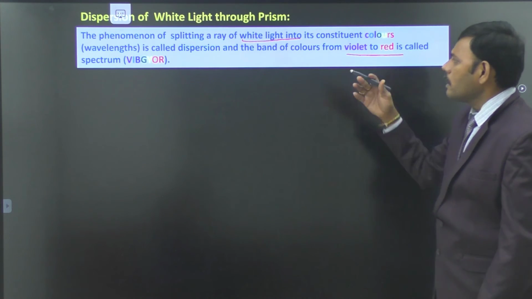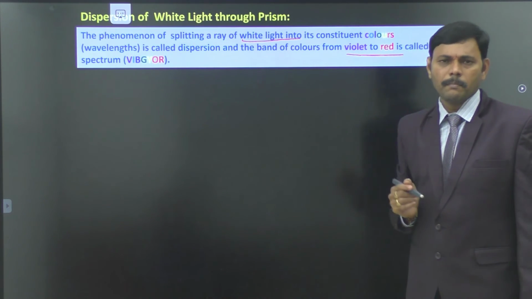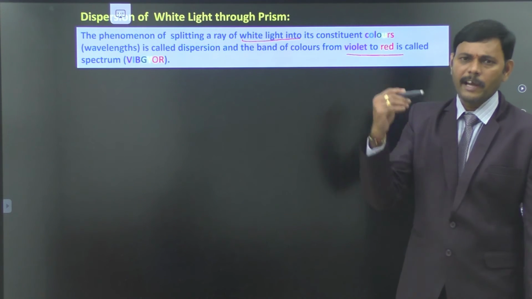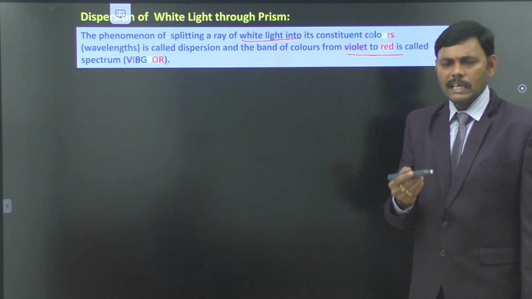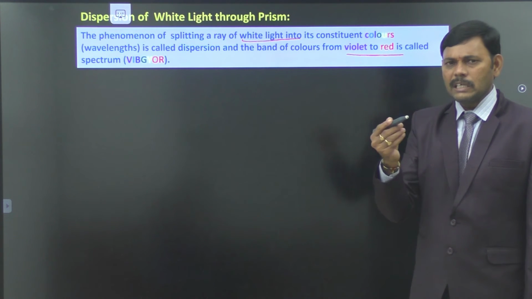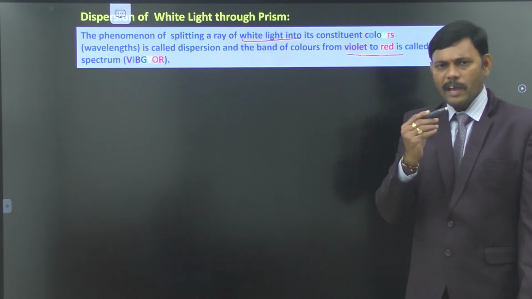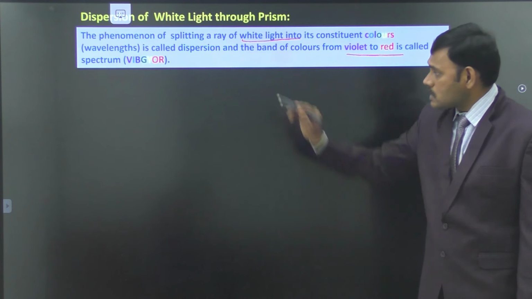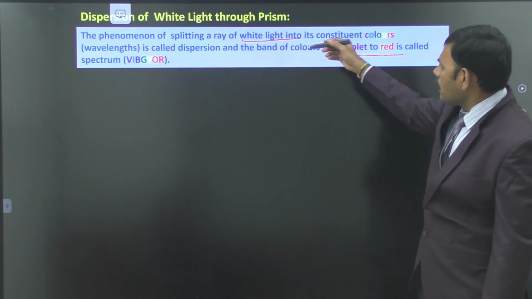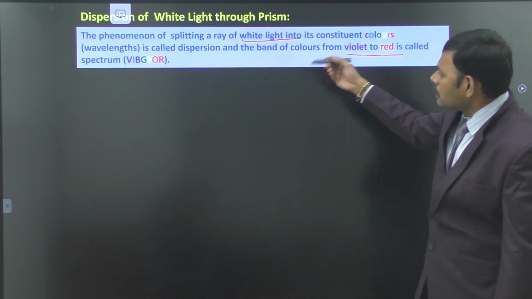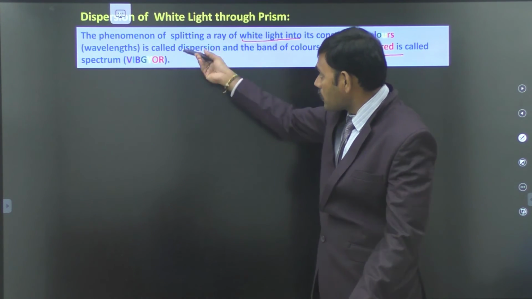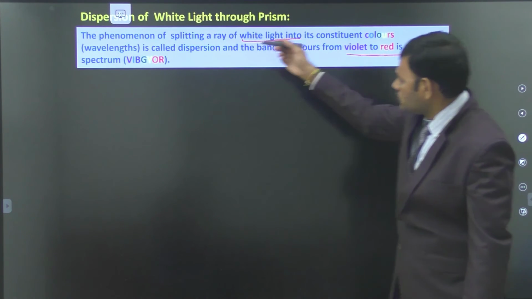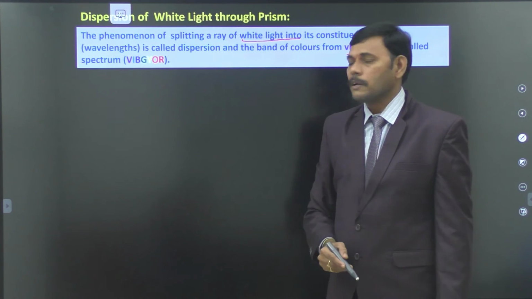So, when white light passes through the prism, due to refraction and the variation of refractive index from color to color, each color gets a different deviation, so the white light after refraction splits up into its 7 constituent colors as VIBGYOR. This splitting of white light into its constituent colors, that is VIBGYOR, is known as dispersion.